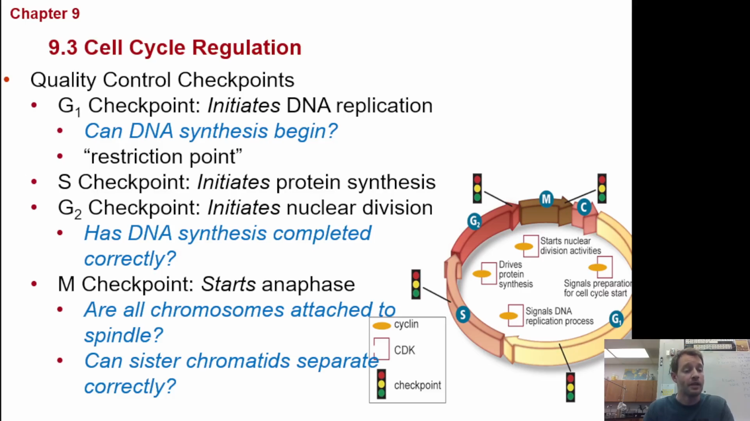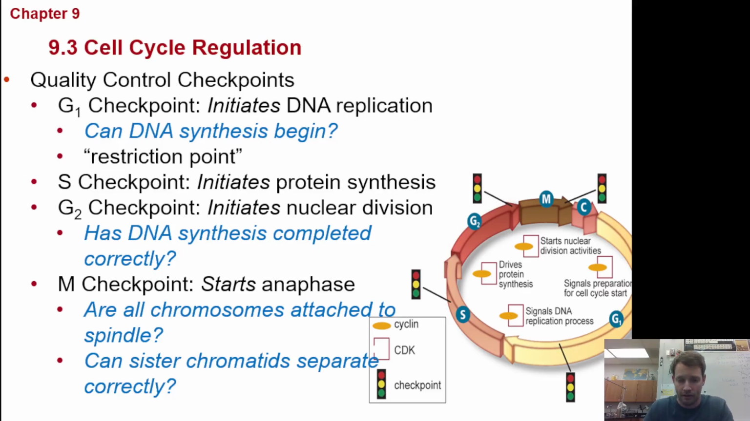And then there's the M checkpoint. This is called the M checkpoint because it takes place during mitosis starting with M, and this initiates anaphase. So you have prophase, metaphase, and the anaphase is where the chromosomes are ripped apart. So the sister chromatids are ripped apart, separated at their centromere. So this checkpoint, the M checkpoint, has to happen before anaphase can begin. So it's checking for whether the chromosomes are attached properly to the spindle apparatus, and then are the sister chromatids able to separate correctly.